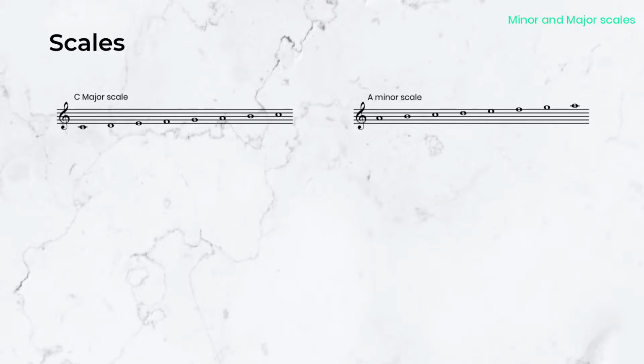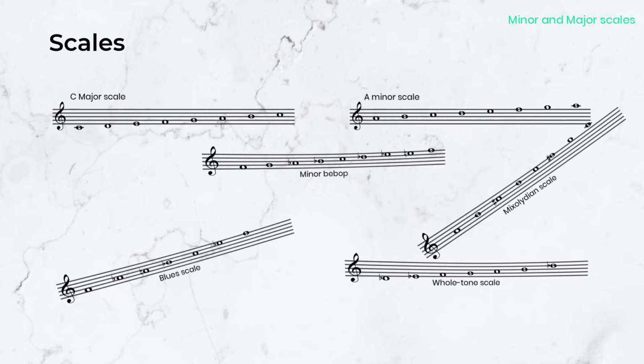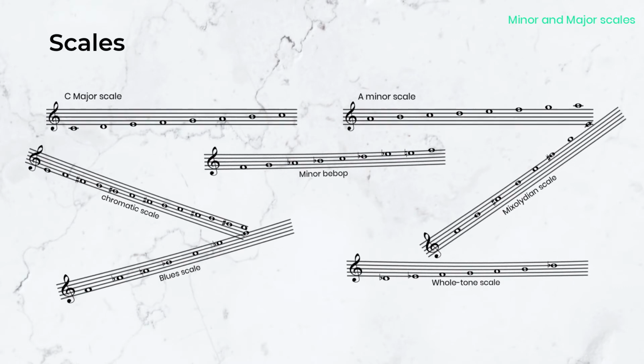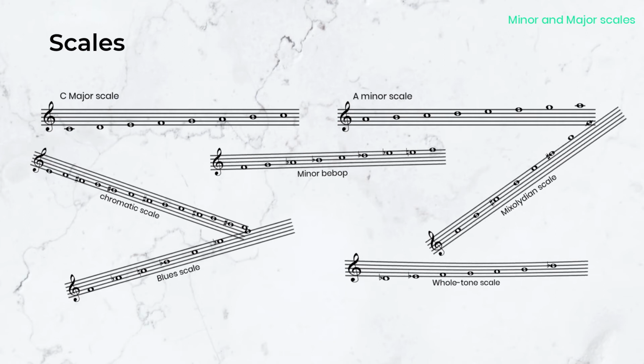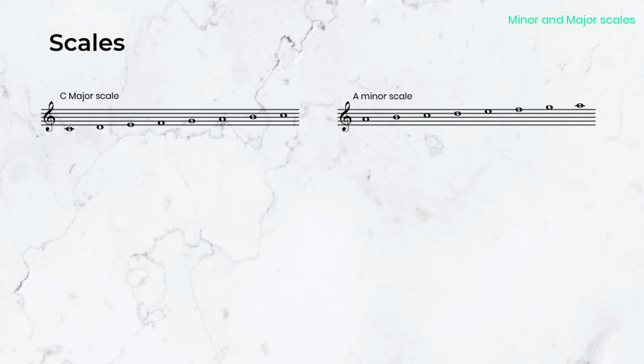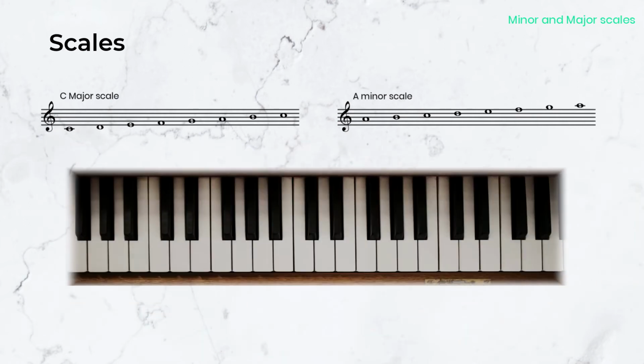There are plenty of scales in music theory. Each of them has a different structure, a different way of organizing its notes. Today, we are going to start with the minor and major scales. These two types of scales are intrinsically related to each other.